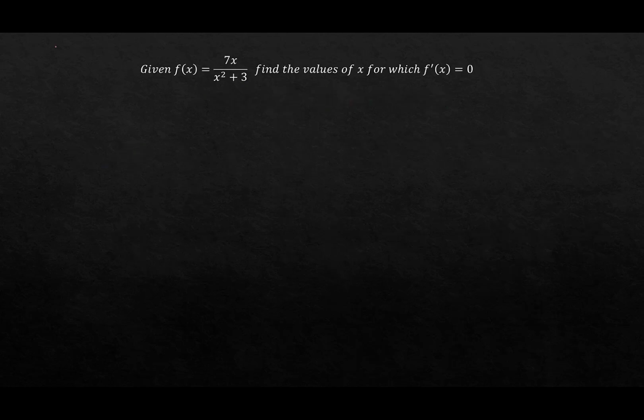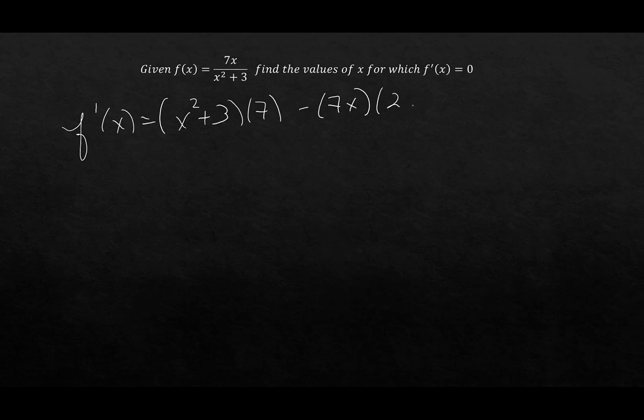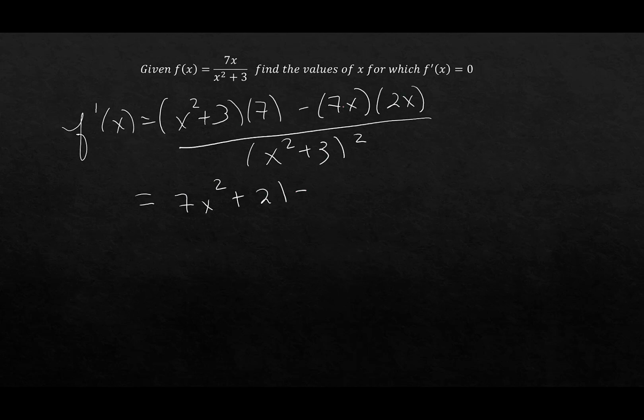Given f of x is 7x over x squared plus 3, this time I want to find the values of x for which f prime of x is equal to 0. We'll start by finding f prime of x. f prime of x will be low, x squared plus 3, d high, which is 7, minus high, 7x, d low, we had x squared plus 3, derivative is 2x, all over the denominator squared. When we multiply that out, 7 times x squared is 7x squared, 7 times 3 is 21, 2x times 7x gives me 14x squared, and see that that was subtracted, all over the bottom squared.